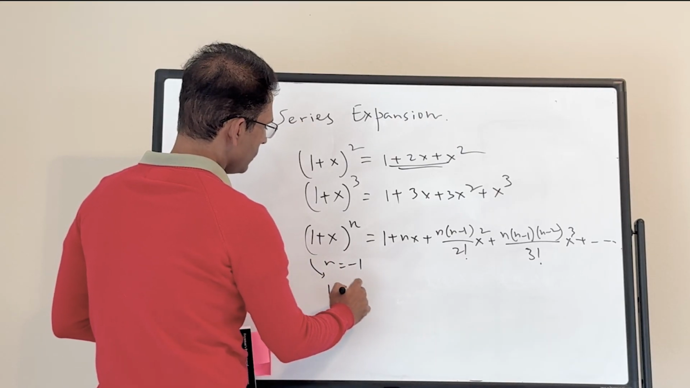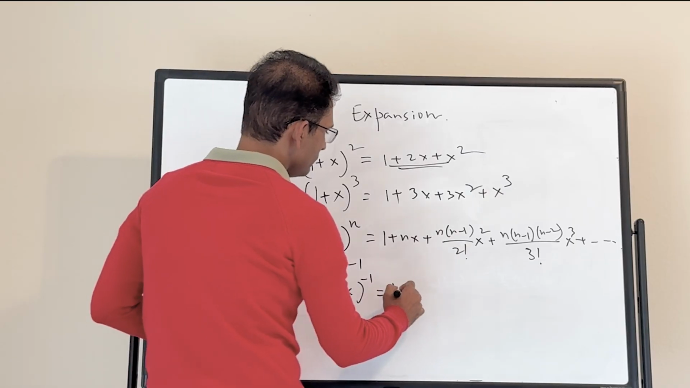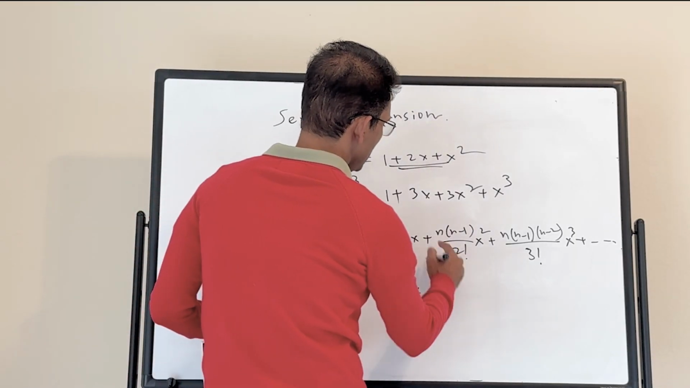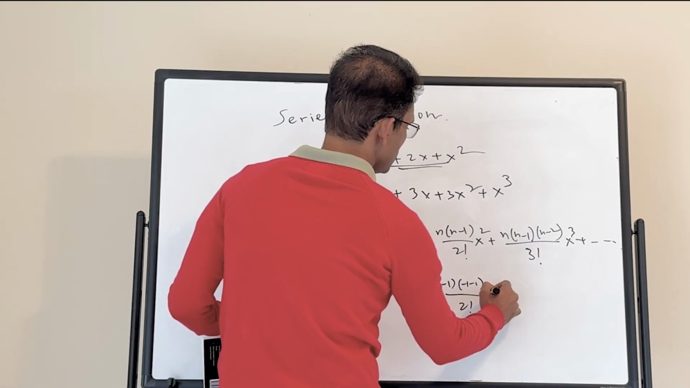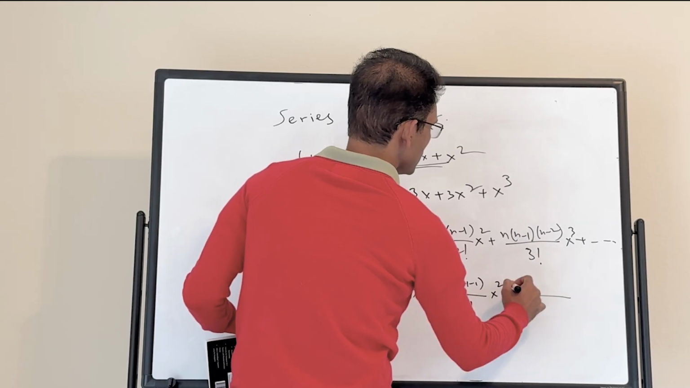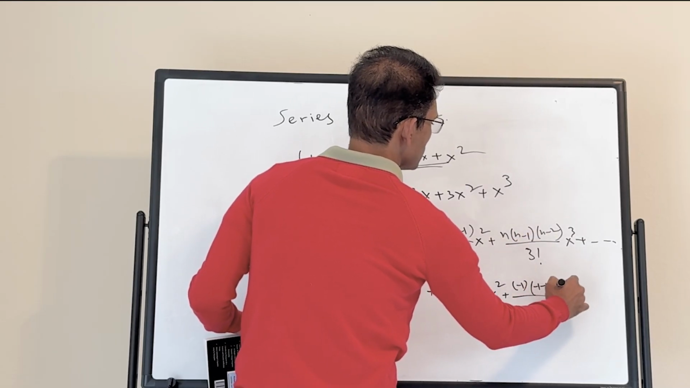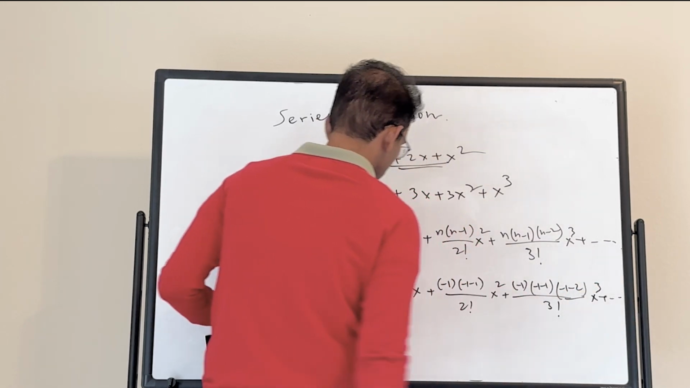On the left side you have (1 plus x) to the power -1, and on the right side you'll have 1 minus x, since n is equal to -1, and then plus (-1) times (-1 minus 1) divided by factorial 2, x squared, and then plus (-1) times (-1 minus 1) times (-1 minus 2) divided by factorial 3, x cubed, and so on.